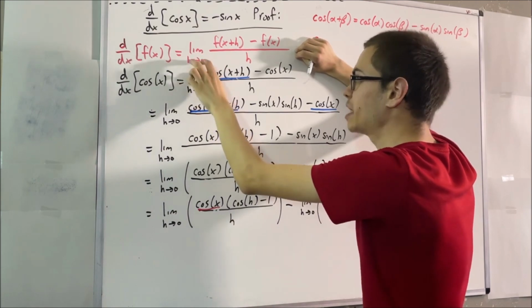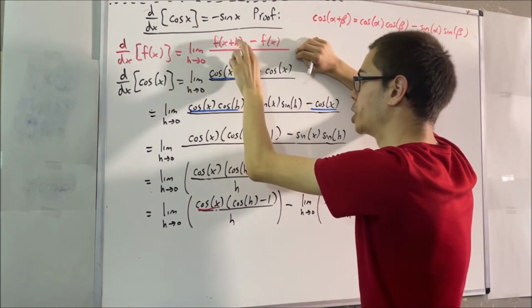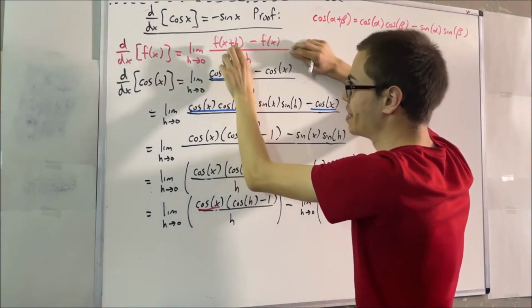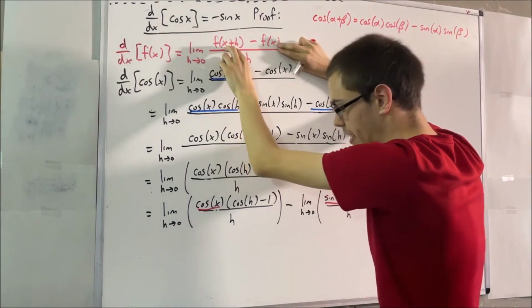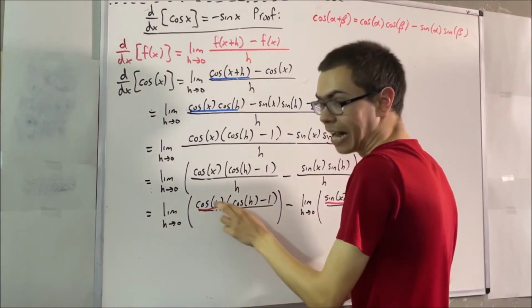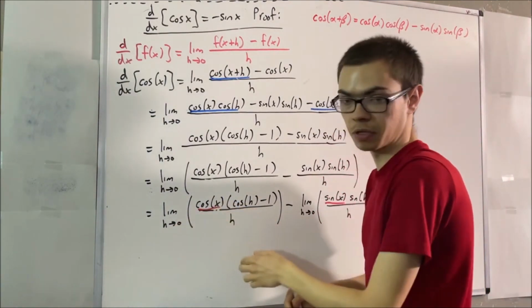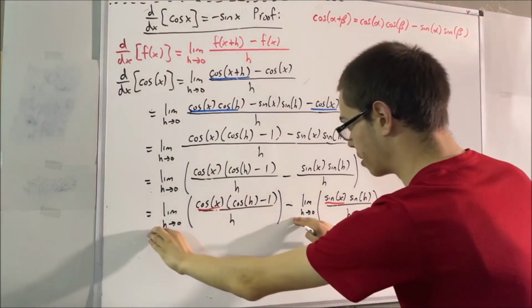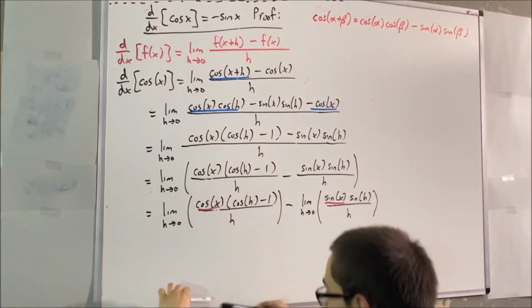Remember, as h approaches 0, you're letting just h approach 0. Nothing is happening to x. Therefore, cosine of x is treated as a constant as h approaches 0, because nothing happens to x. That's why we're allowed to pull these two things outside of the limit. And so that's our next step.